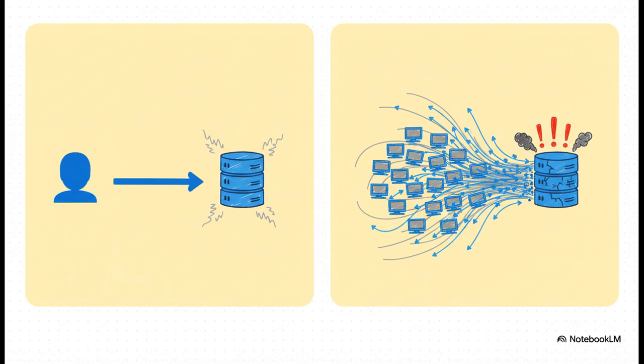But a DDoS attack? That's a mob. The attacker takes control of a whole army of hacked computers, we call that a botnet, and orders them all to attack the target at the exact same time. It's the difference between one person blocking a doorway and a 1,000-person mob trying to crash through it.